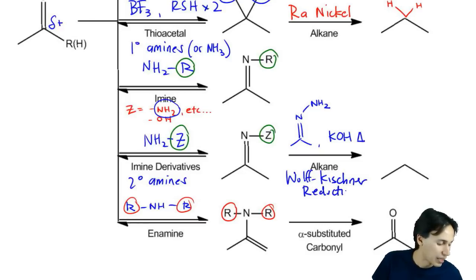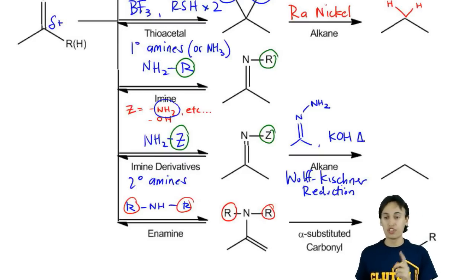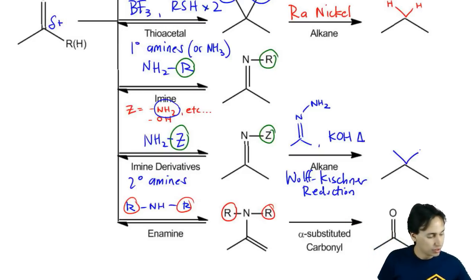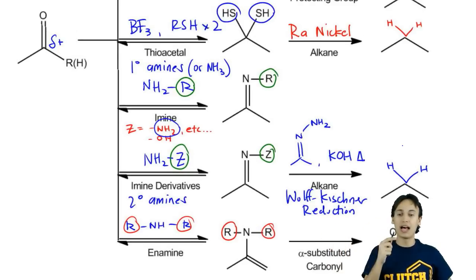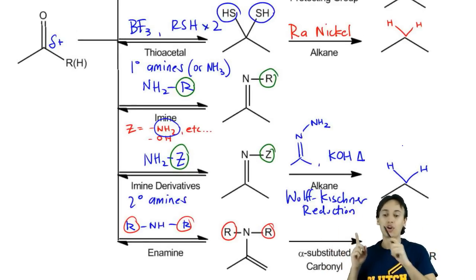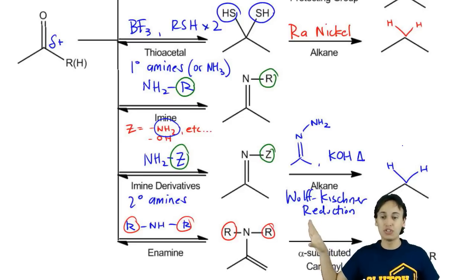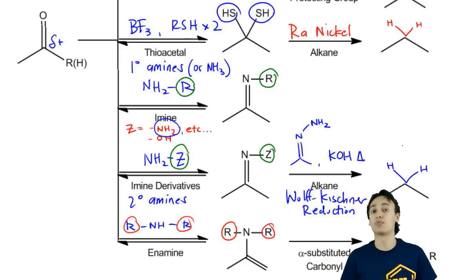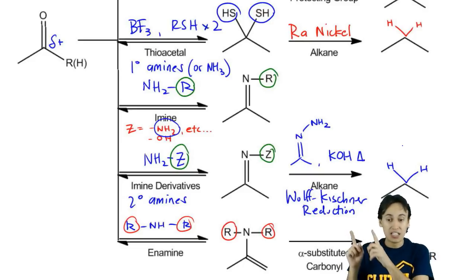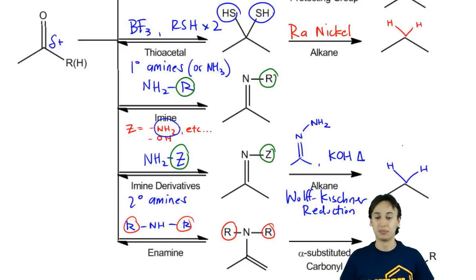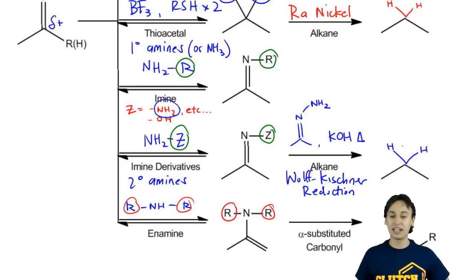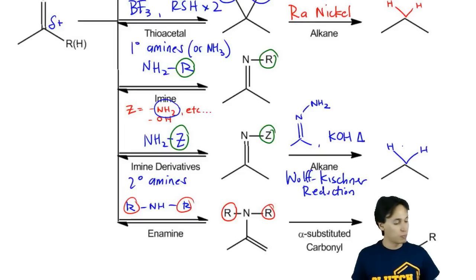And what we find is that a Wolff-Kishner reduction is another way to add hydrogens to a carbonyl. So it's another way to turn a carbonyl into an alkane. So Raney nickel with a thioacetal, and Wolff-Kishner with a hydrazone, which is an amine derivative, are really the same reaction in terms of they yield the same exact products, and they're used in very similar situations. Except one is base catalyzed and one is acid catalyzed, because you're going to have to use that BF3 to get the thioacetal. Awesome.